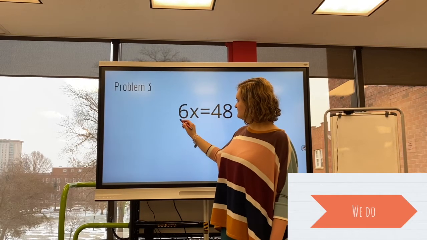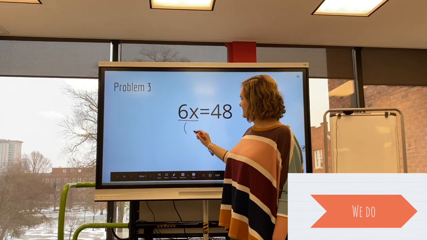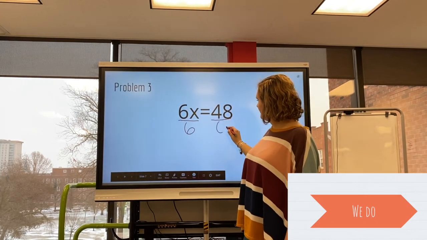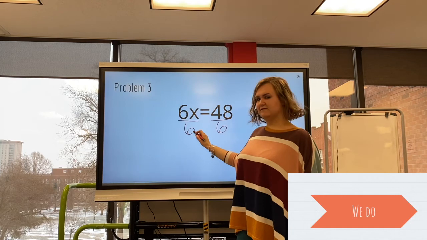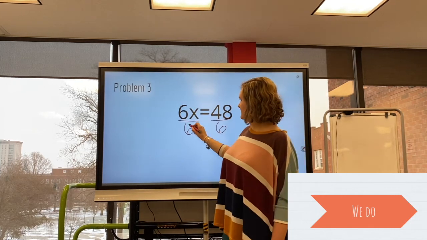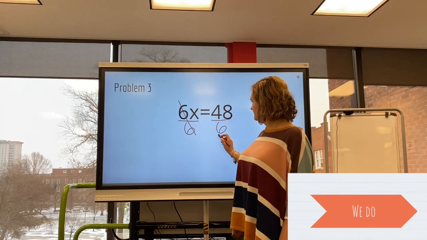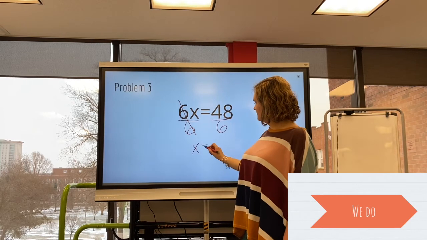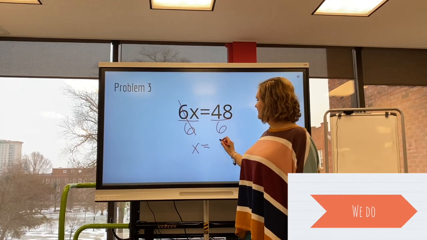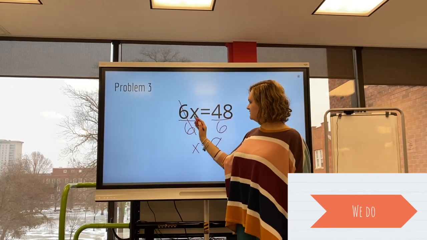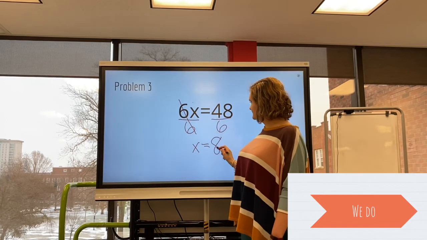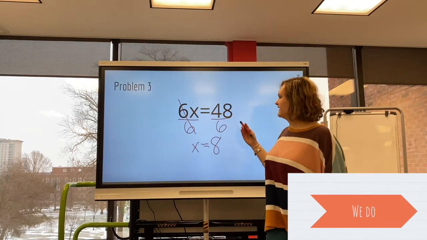How do you do that? Divide each side by 6. Good job. And then this cancels out because 6 divided by 6 is 1. And then you're left with x equals 8. Again, plug it right in. 6 times 8 is 48. So you know you did that one right.